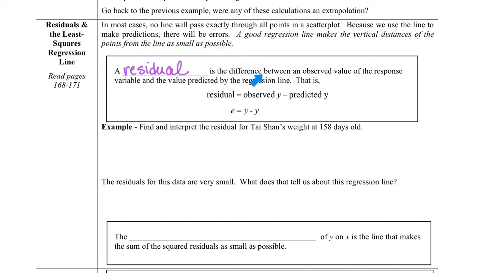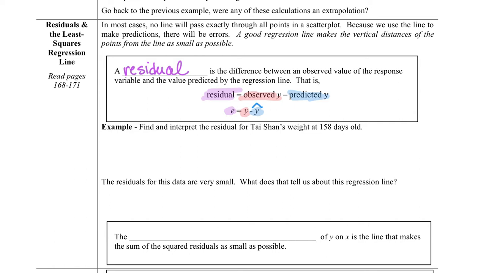A good regression line makes the vertical distances of the points from the line as small as possible. A residual is the difference between an observed value of a response variable and the value predicted by the regression line. That is, the residual equals the observed value minus the predicted value. We use the letter E for residual. So residual is this E here. Observed Y is this Y here. And predicted Y, and once again, I just noticed a little typo. The predicted Y should have a hat above it.